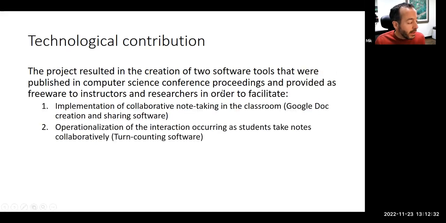And then there's a technological aspect of contribution, because this project also resulted in the creation of 2 software tools that I think instructors can use and researchers can use if they want to implement collaborative note-taking in their classes. So one of them was a Google document creation and sharing software. It allows you to automatically make thousands of Google documents instantly and to share them with pre-selected Google accounts of students that are in your class.